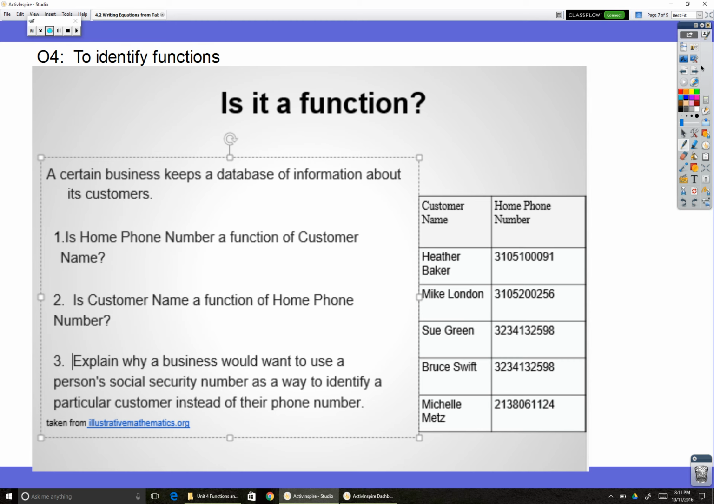Okay, this example may help you understand more what a function is. A certain business, okay, I was interrupted by a phone call there.